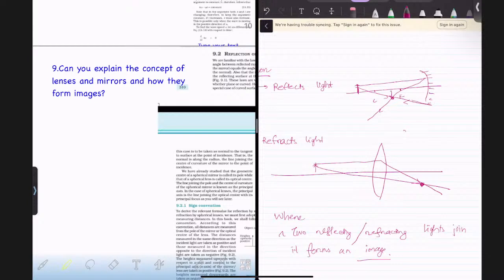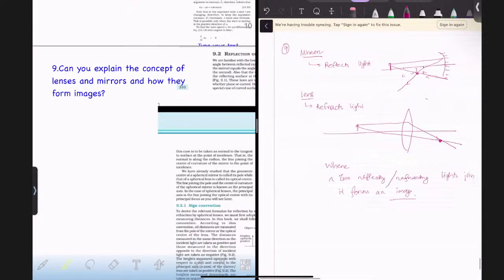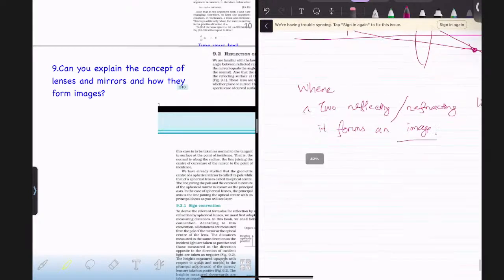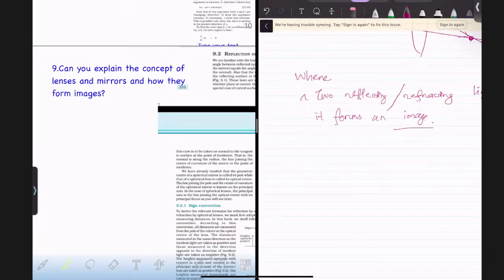ओके, जहां पे भी जो भी पॉइंट पे ये लोग ज्वाइन होंगे वहां पे इमेज फॉर्म होगा. अगर ये ज्वाइन नहीं होंगे तो इमेज फॉर्म नहीं होगा. ओके, वी विल सी हाउ. सो इमेज फॉर्म होने के लिए कुछ रूल्स होता है, जैसे फॉर इन मिरर हाउ दे फॉर्म इमेज बोल दिया मैंने, जहां पे जो लाइट्स ज्वाइन होगा वहां पे इमेज फॉर्म होगा.